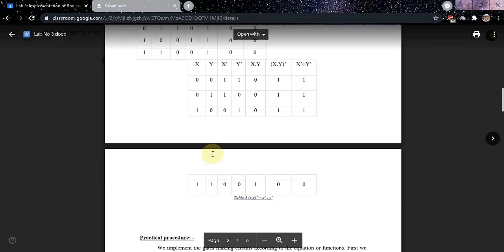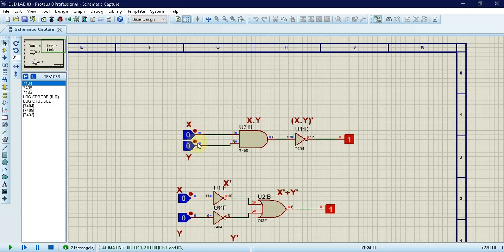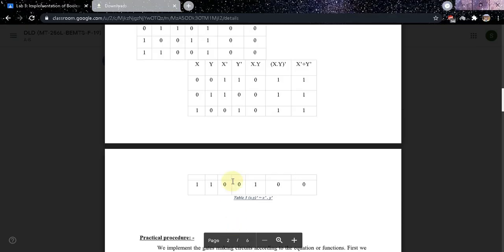Now let's see another condition, 0 and 1. Make y as 1. Here we can see the result is still the same, as 0 and 1 gives us an output of 0 for x dot y, which is inverted by a NOT gate, and our output gives us 1. Now we shall see when both of our inputs are 1, the result is 0, as we can see in the truth table as well.